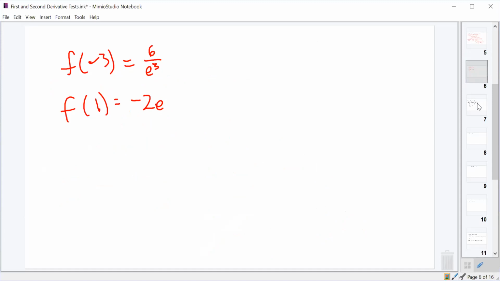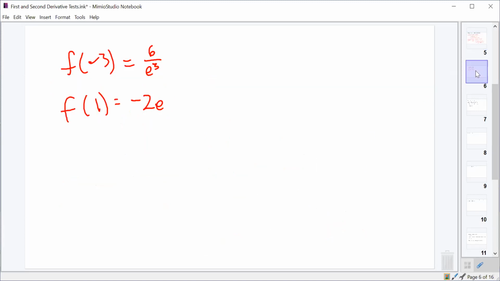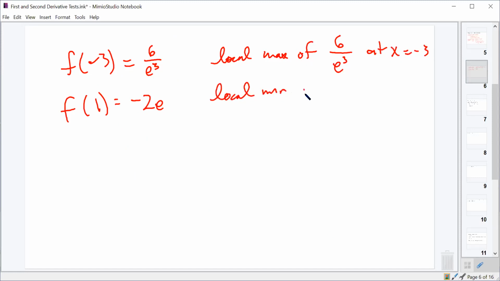Okay. So then, -3 was our max and 1 was our min. So we'll say we have a local max of 6 over e cubed at x equals -3. And we have a local min of -2e at x equals 1. Good or no?